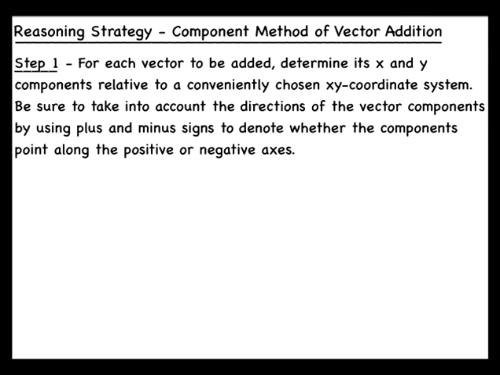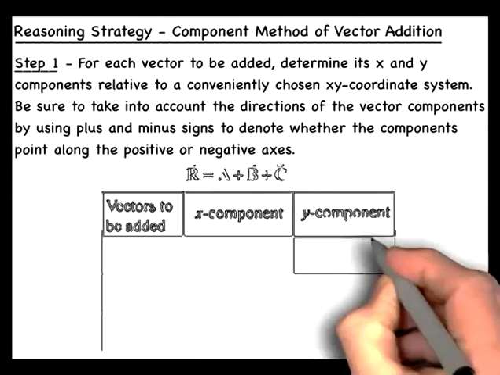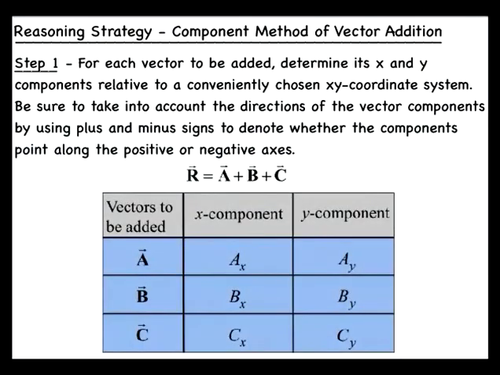As a useful bookkeeping technique, you may want to create a table of scalar values, where the vectors to be added are written in a column and their x and y scalar components are written in rows. See the table below, where we've shown the example of adding three vectors, a, b, and c, to obtain the resultant vector r.